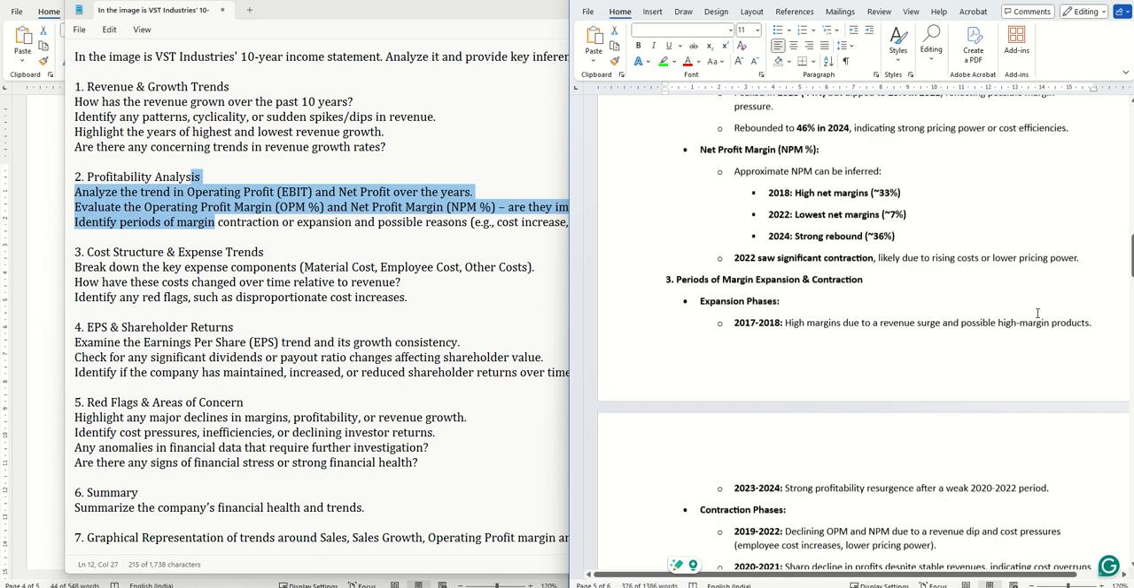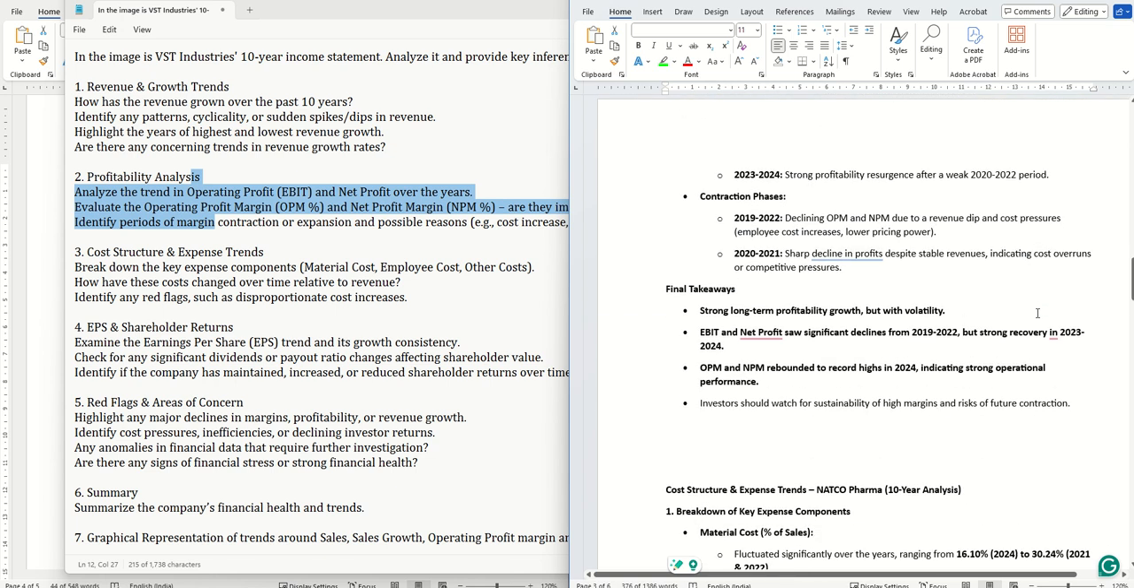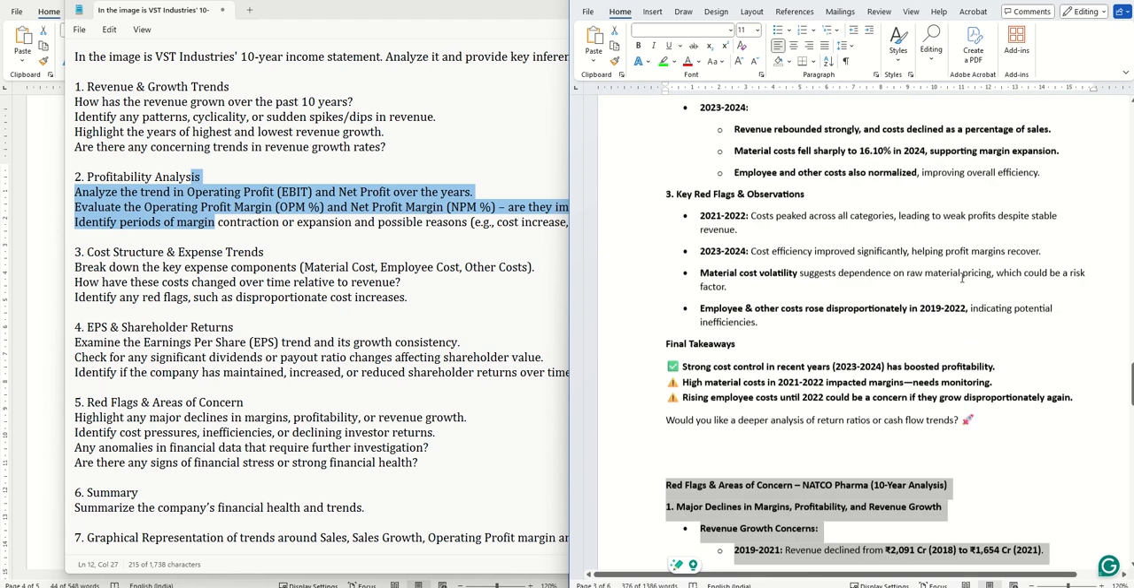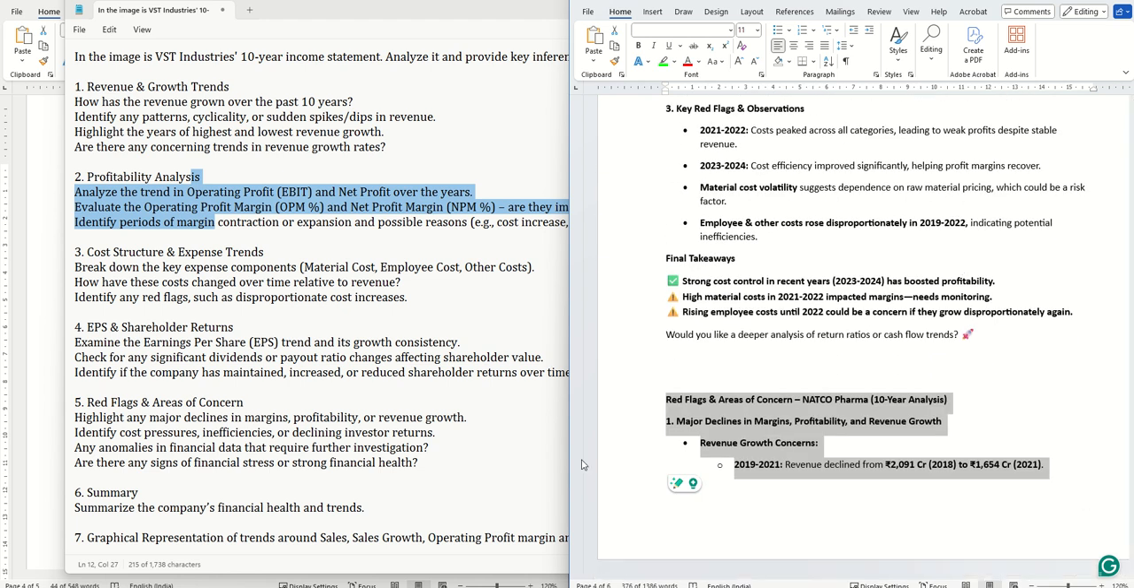So I think with this we'll be completing the financial analysis of the income statement. In our next video, we'll try to focus on the balance sheet. So thank you friends. Bye till then.